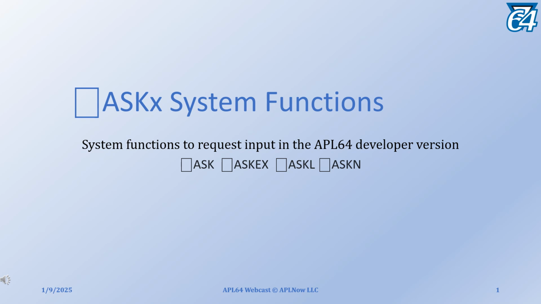Some APL-based application systems depend on the availability of APL programming tools in the APL64 developer version. This type of APL-based application system is developed and designed to be used by an APL programmer with domain expertise. The QuadAsk, ASKx, ASKL, and ASKN system functions can be used to request input for such an APL-based application. This presentation will describe the features of these system functions and illustrate a simple application using them.